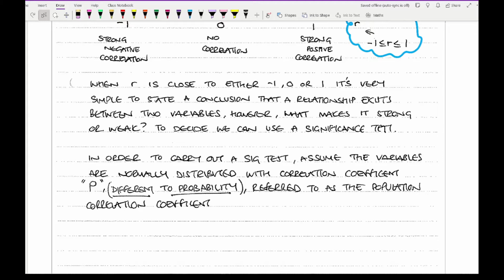Now rho looks like a P, and let me just go through what it actually looks like. It's a bit like a 0 with a straight line going down, and we pronounce that rho, which is a Greek letter. This is different to probability, and that's really important. I don't know who decided on using this Greek symbol, but whenever you see a P, particularly in statistics and maths, you automatically think probability, and this has got nothing to do with probability. It is simply a symbol we call rho, which heavily resembles a P. And this is referred to as the population correlation coefficient.